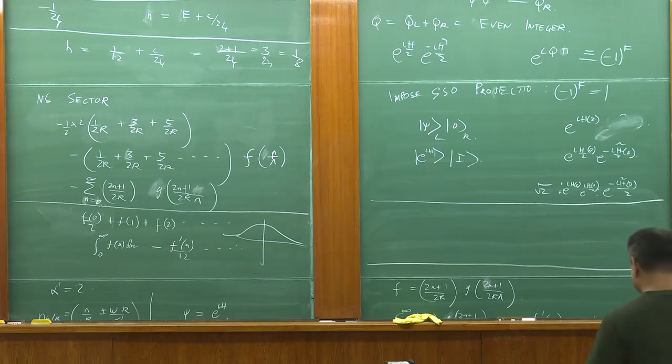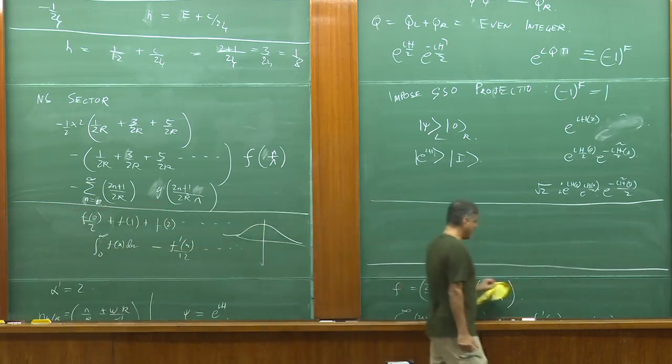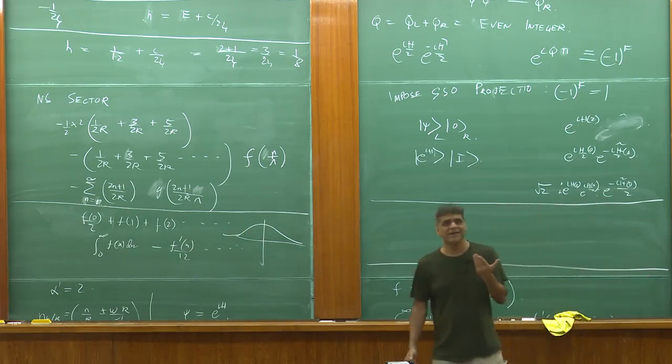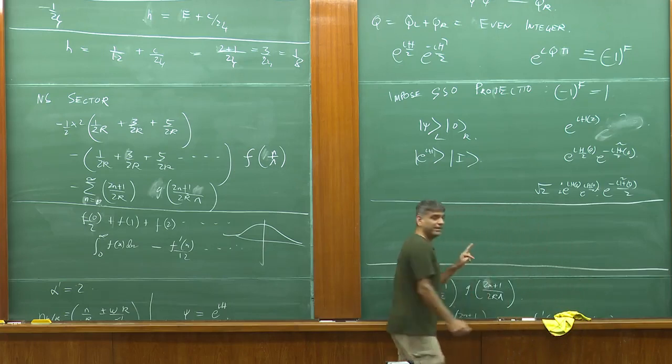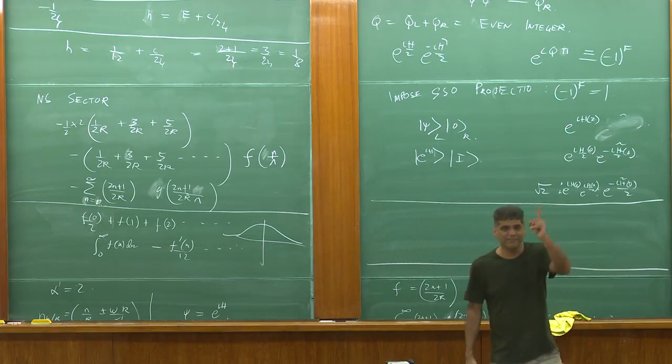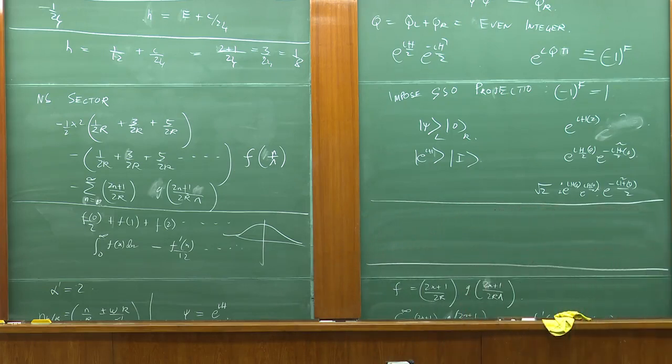What does this mean in the Ramond sector? It means the same thing if we start with an appropriate vacuum. Remember that in the Ramond sector, there are 2 vacua. There's the up vacuum and the down vacuum. One is e^{iH/2}, and the other is e^{-iH/2}. Now, the up vacuum and the down vacuum differ in (-1)^F by minus 1, because e^{iH/2} has charge half and e^{-iH/2} has charge minus half. So the charge differs by minus 1, and the relative fermion number between the two is minus 1.